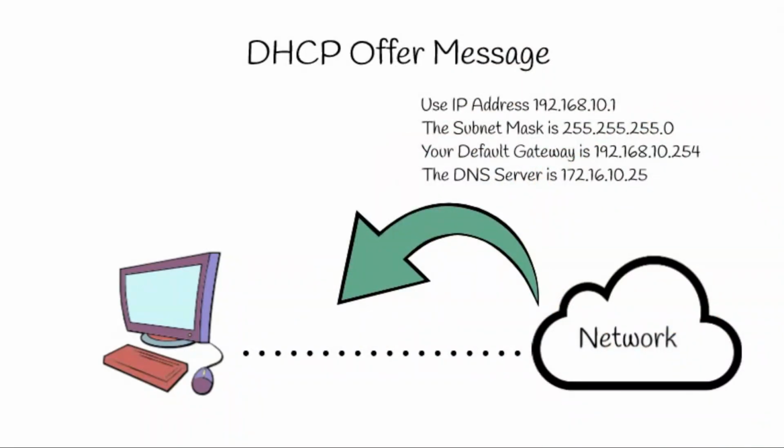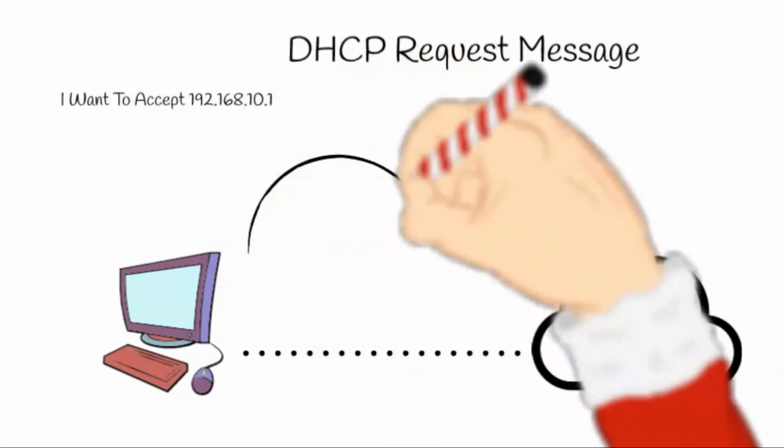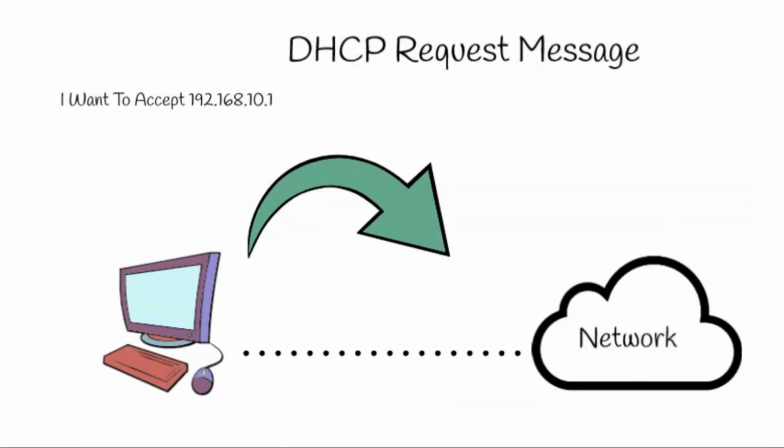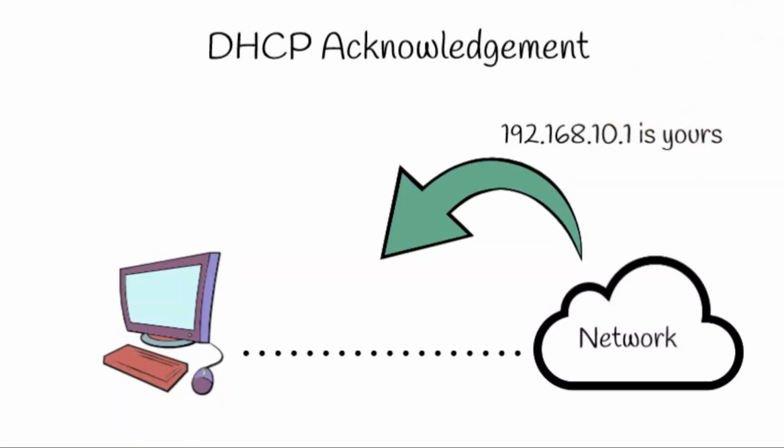Once the server gets the message, it will respond with a DHCP offer message. Inside of this offer message will be the IP address the DHCP server wants to issue your computer. The other parameters, such as the IP address of the gateway, will also be included. The next thing that happens is your computer will respond with a DHCP request message. This is your computer requesting the IP address the server is issuing. Then finally, the server will respond with a DHCP acknowledgement message, basically telling your computer it's good to go.